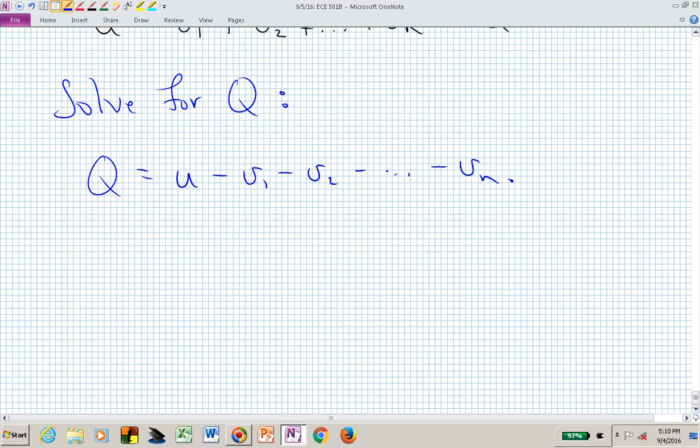And look at the right-hand side. U was in our vector space, as are all of the vectors v1 through v sub n, which now says that Q is an element of our vector space because one of the properties of a vector space is that it's closed under addition. And that's all we're doing with the vectors on the right-hand side, is we're just adding them up.